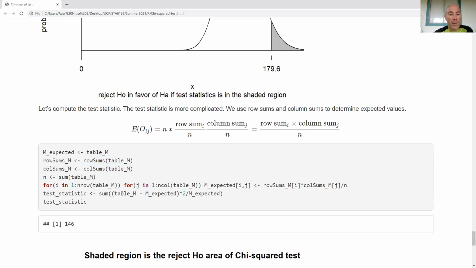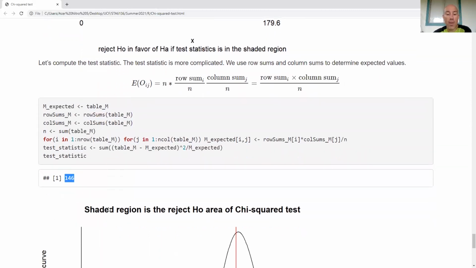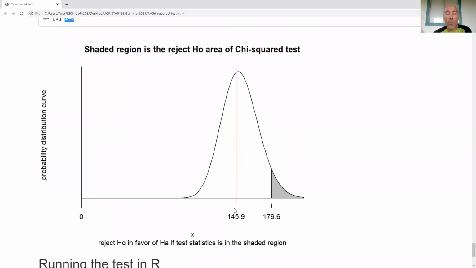Now I subtract observed and the expected. I take the square and then I divide by the expected value. And then to top it all off, I add it all up together. In the end, I get 146. Okay, well, let's see how that looks. Well, 146 is to the left of my cutoff. I failed to reject the null hypothesis.